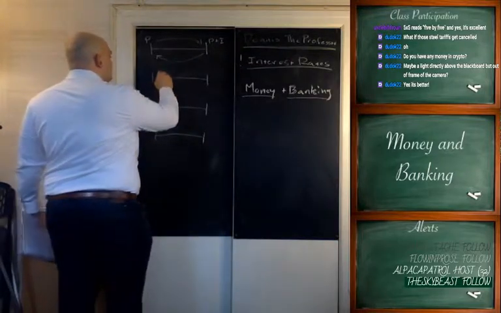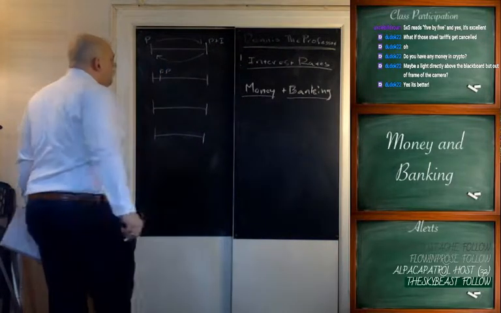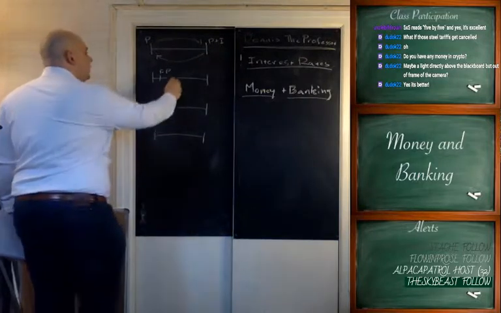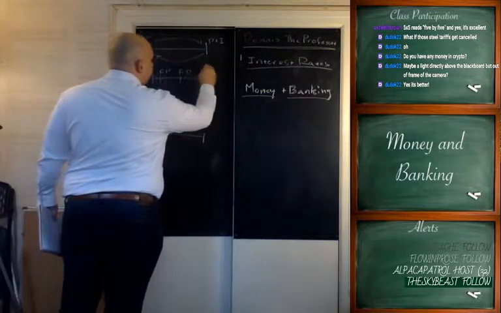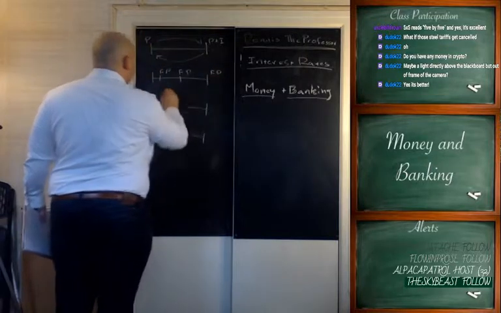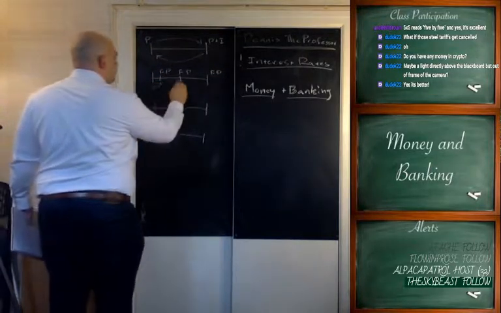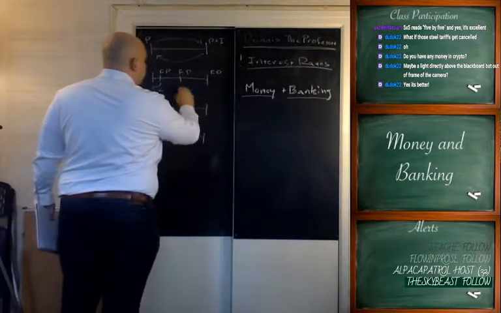For the fixed payments, if somebody offered you fixed payments, the way you'd figure that out is for each fixed payment, you would discount it back.